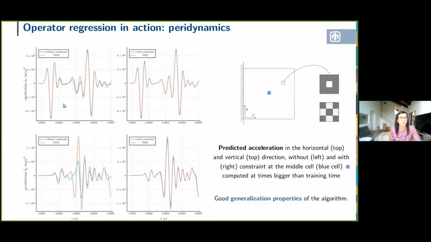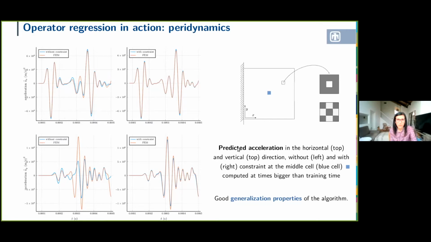Now, the graphs. What you see here is the acceleration in a specific unit cell. The first row is along X, the second row is along Y. And as you can see, along Y the acceleration is much smaller, so it's much more sensitive and harder to catch. The first graph is acceleration without energy constraint, and the second one is with energy constraint. And as you can see, as I mentioned, the energy constraint really makes the difference when it comes to predictions.